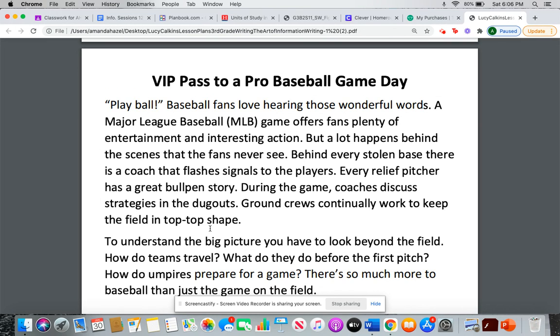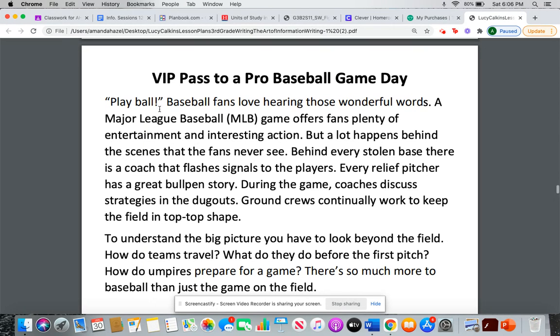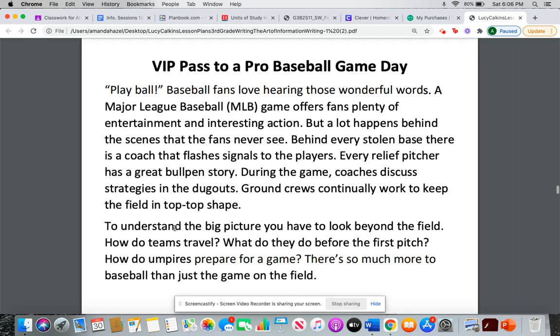What do you see so far that you really like about this introduction? Yeah, I see a few things too, like that we started off with play ball, right? That set the tone immediately. Got me excited. This is also very good word choice, right? They gave a lot of different examples. Let's read the rest of what we have here.